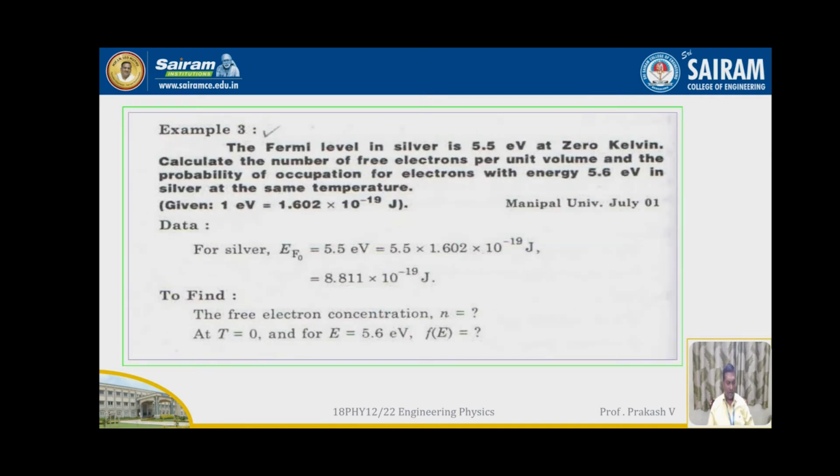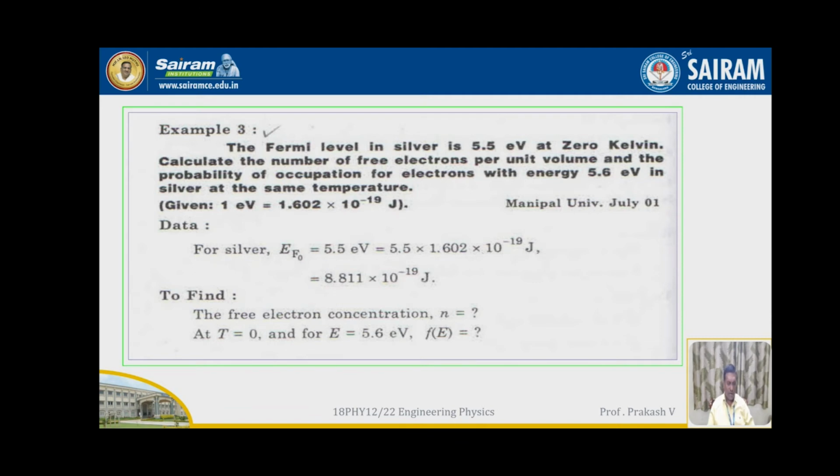Next, let us look at example number 3. The Fermi level in silver is 5.5 electron volts at 0 Kelvin. Calculate the number of free electrons per unit volume and the probability of occupation for electrons with energy 5.6 electron volts in silver at the same temperature.